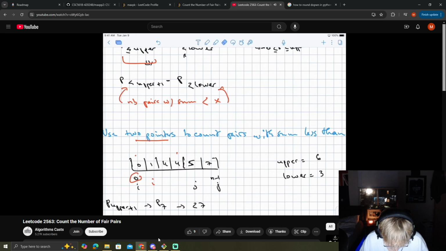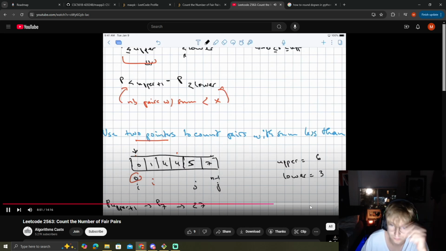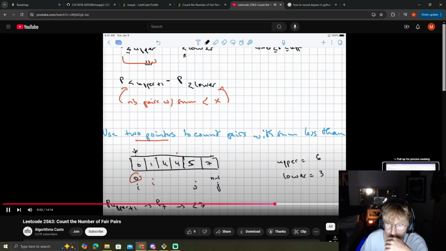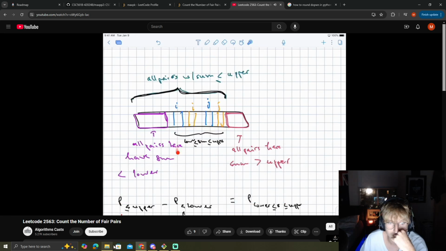So first we fix i and j here, and we want to just find the j's that pair with this 0 so that the sum is smaller than x. So we start out here, we find that 0 plus 7 is not smaller than x, that have the sum between lower and upper range.